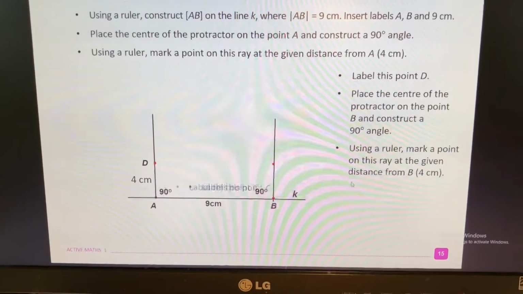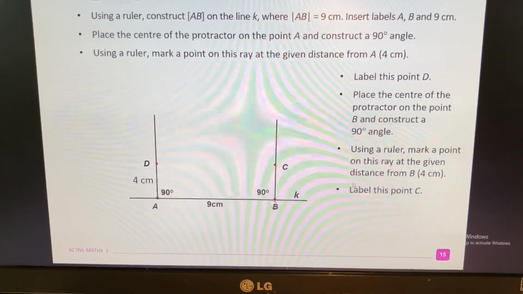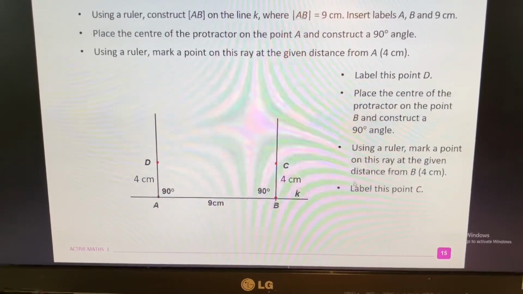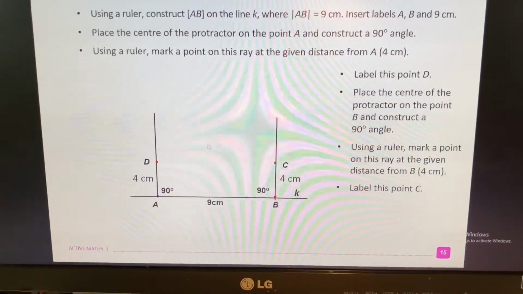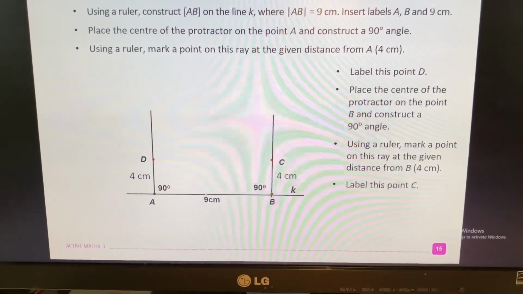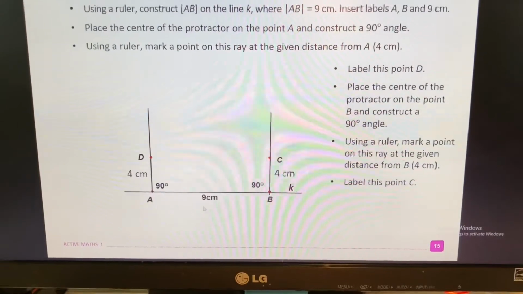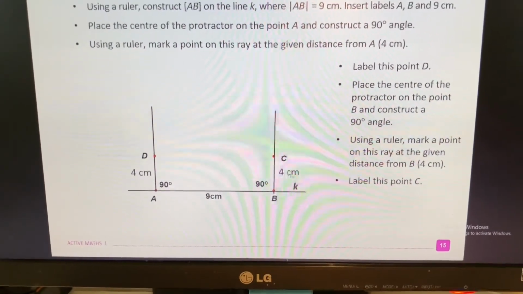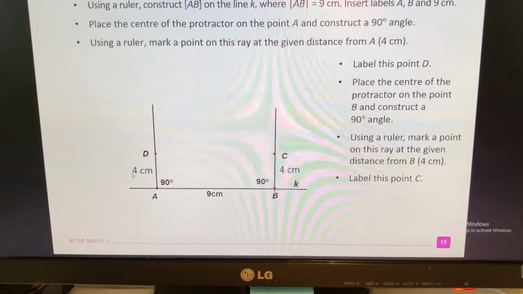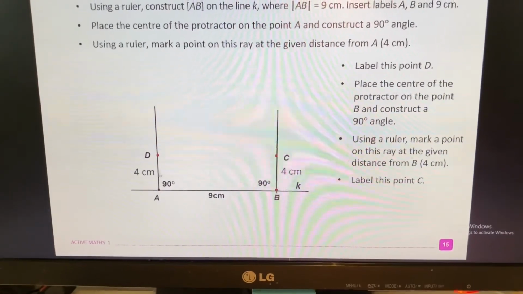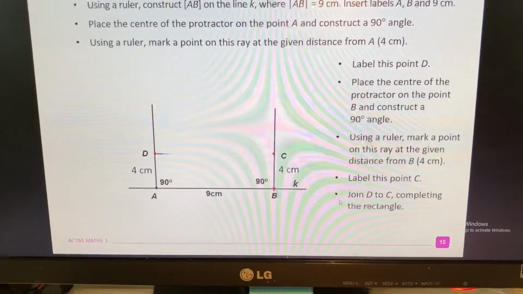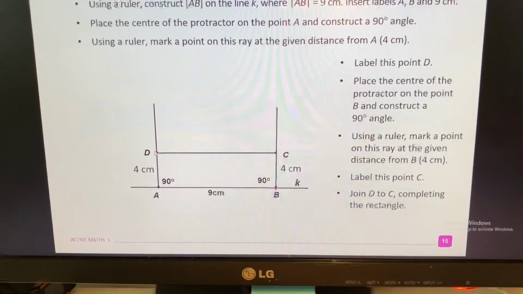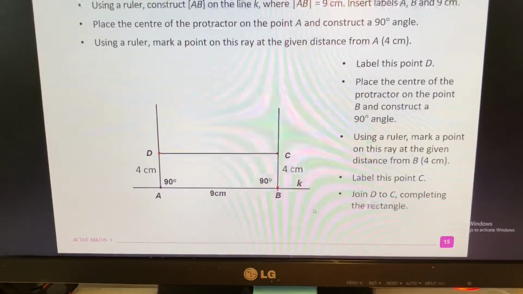And of course, we need to mark on that it is 4 centimetres. That was given in the question. So in the question, we were only given AB and BC. So we will need to have those two measurements on our diagram. It's not essential that you have it written on the opposite sides. And the last thing to do then will be to connect D and C together.